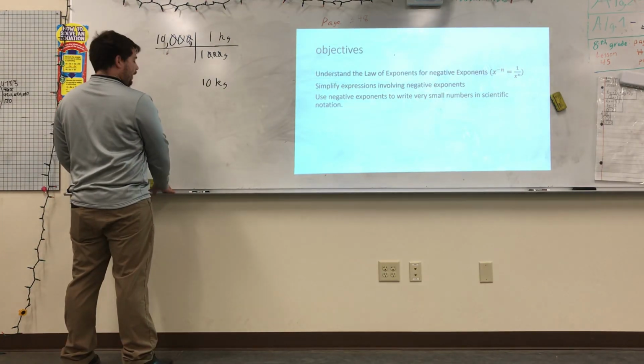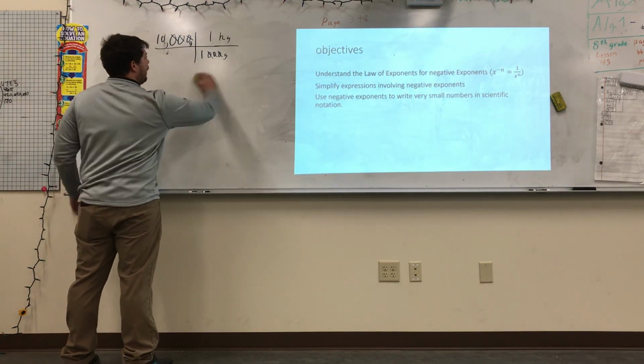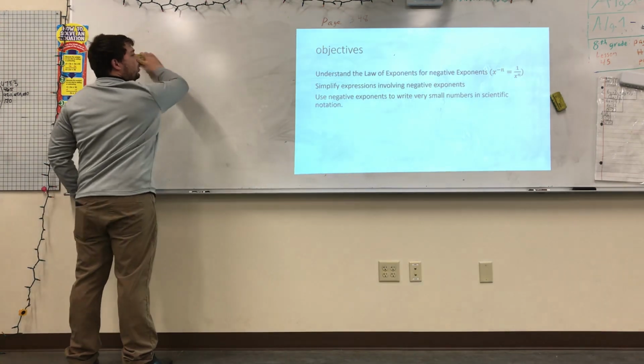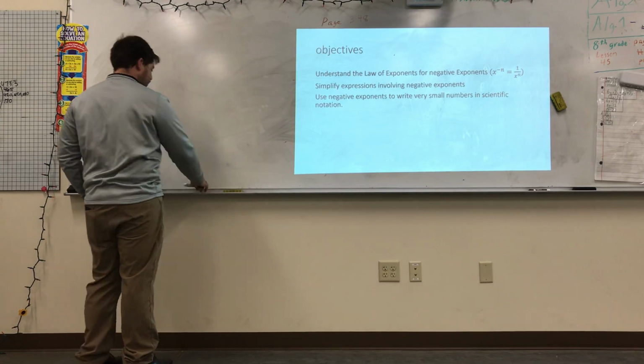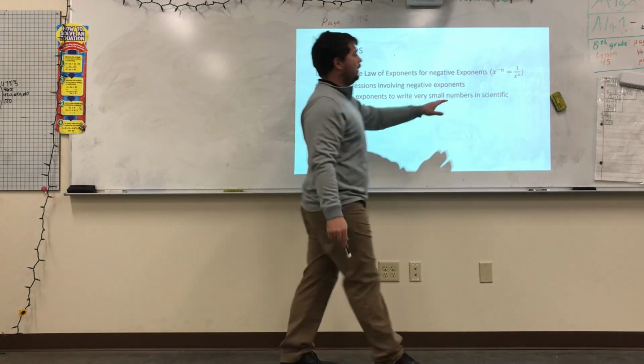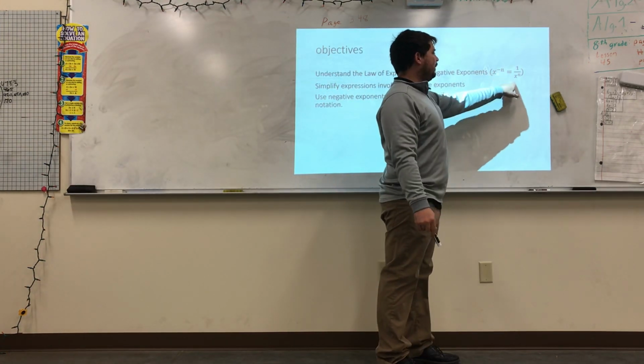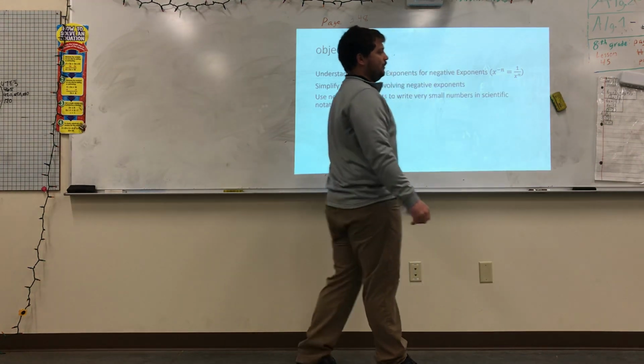When you have x to the negative n power, you can write that as 1 over x to the n. That is basically trying to get rid of the negative. When we have a negative, we move it to the bottom and it becomes positive.